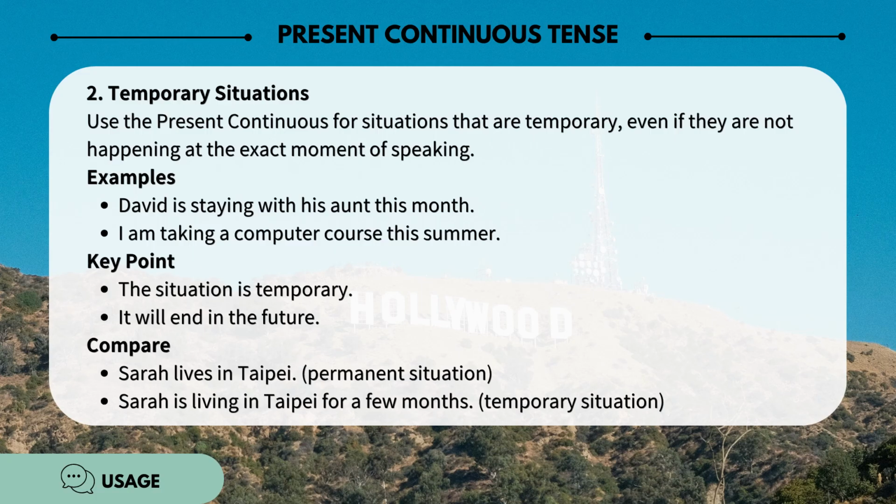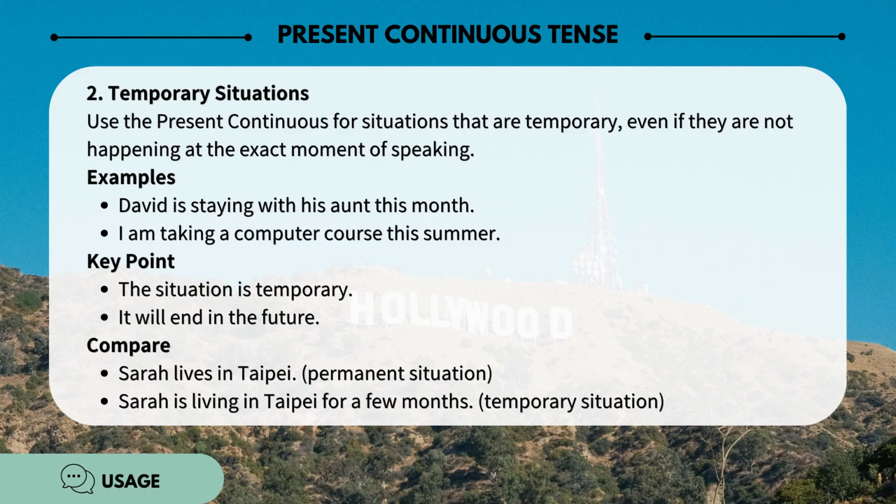Now another example. I am taking a computer course this summer. Maybe I'm not sitting in class right now, but the course is part of my life during this summer. It's temporary, so the present continuous is the natural choice.